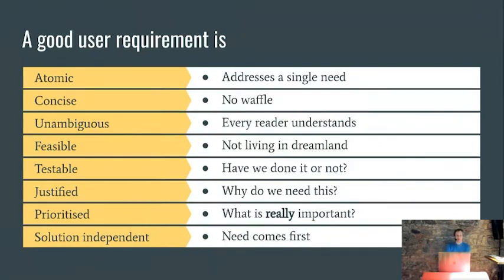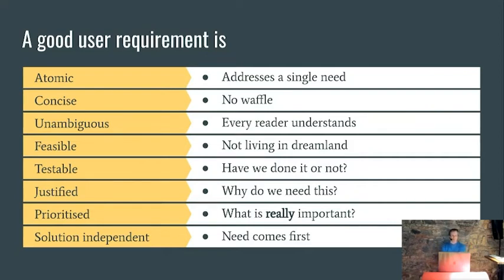They need to be unambiguous. Every reader of the requirement needs to understand what it means, and you need to understand this in exactly the same way. It needs to be feasible. So often you might find people having visions of what they want their product to do, of what they want the solution to do, that just aren't feasible. Either not at all, or not in the month they're giving you to do it, or not within the 50k budget they're giving you to do it.